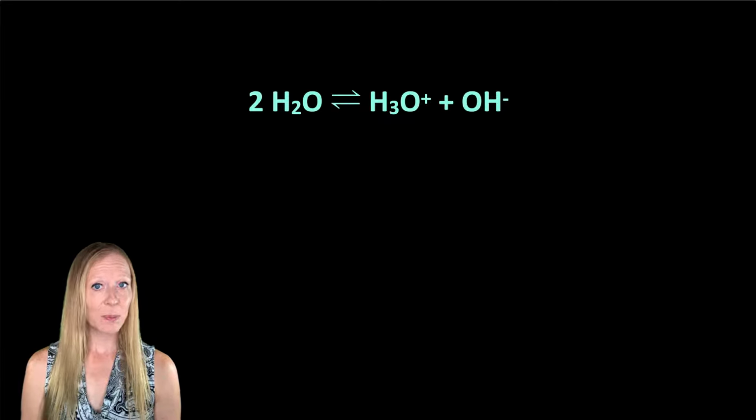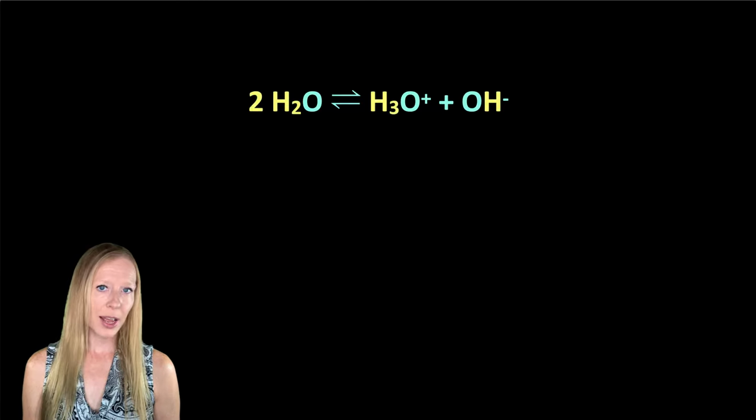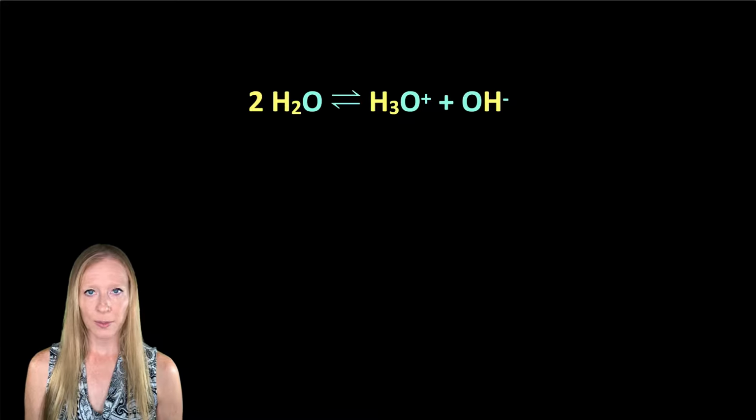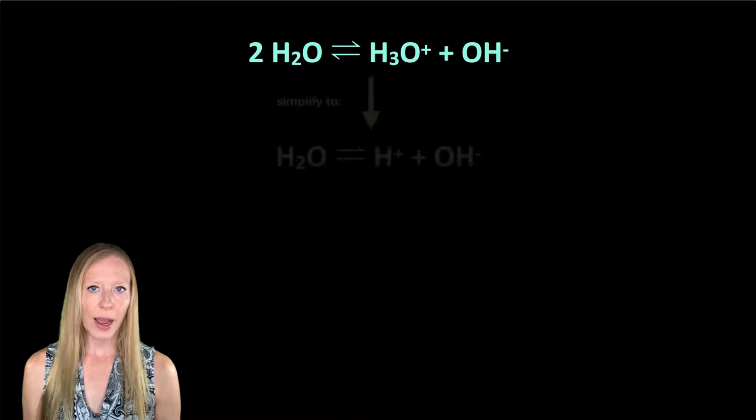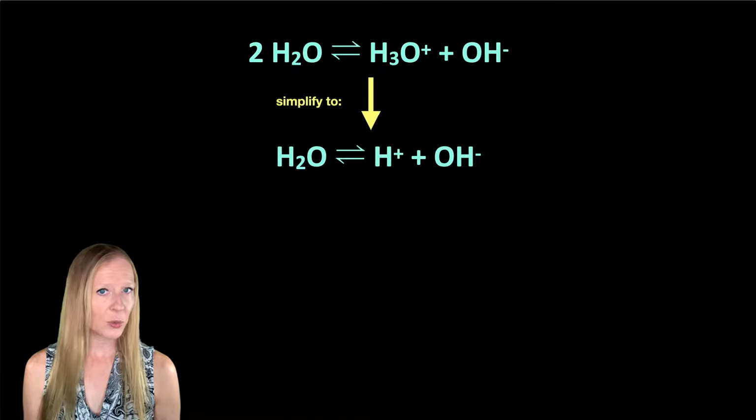Notice how this reaction is balanced, meaning we have the same number and type of atoms on either side of the arrow. 4 hydrogen atoms on the left, 4 hydrogen atoms on the right, 2 oxygen atoms on the left, and 2 oxygen on the right. Okay, this is what actually happens, but we are going to simplify it like this. H2O reacts to form a hydrogen ion, H+, and a hydroxide ion, OH-.